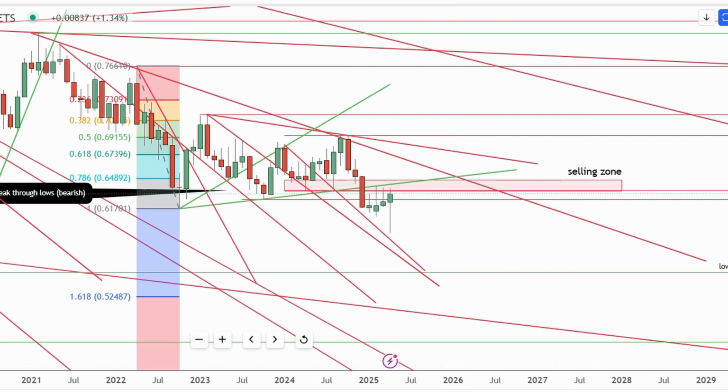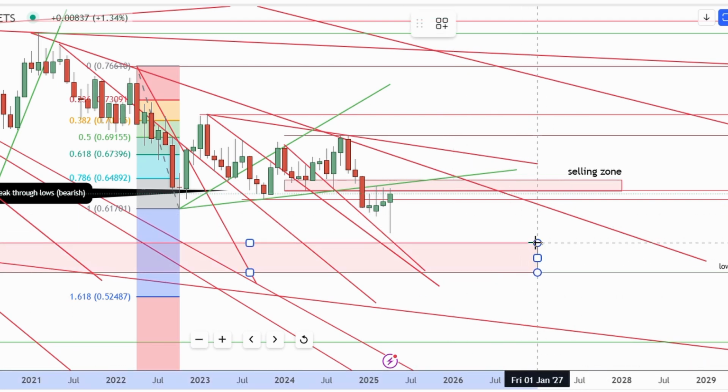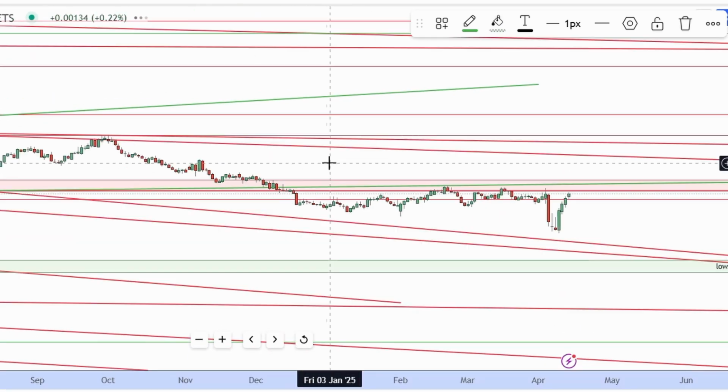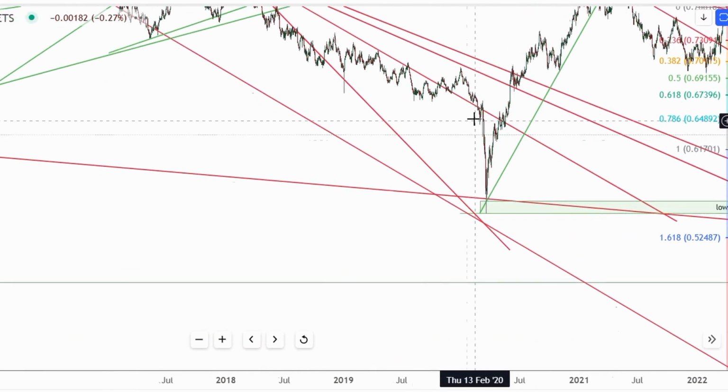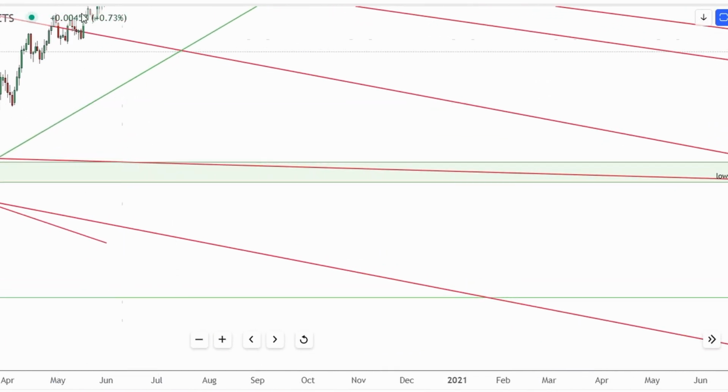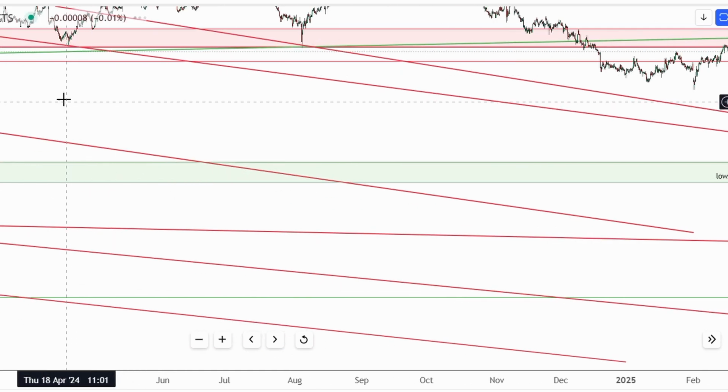How are we gonna do this? So this is the low. This is where people are gonna buy again. The wicks can be a bit tricky, so we're gonna zoom in as much as we can to determine at what specific level buyers are gonna get in.